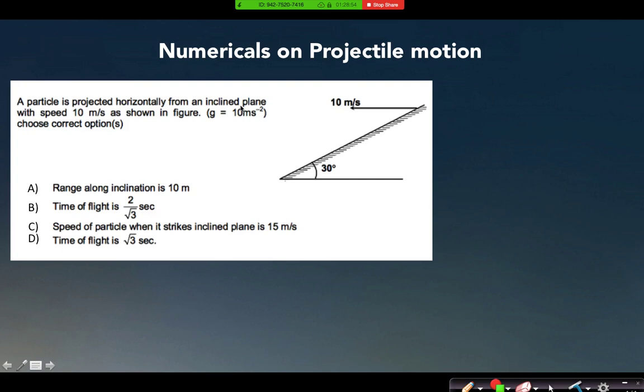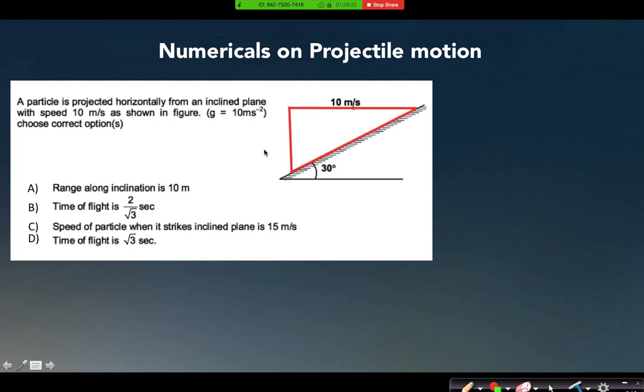Let us first try to understand: the particle is projected horizontally from an inclined plane with 10 meter per second. We need the range and time of flight. I can easily draw a vector triangle, as it is asking for range and time of flight. Then it will be easier to solve. So I will use the vector s equal to ut plus half at square. So the ut vector will be along this line and the half gt square vector will be directly downward. And this will be my range.